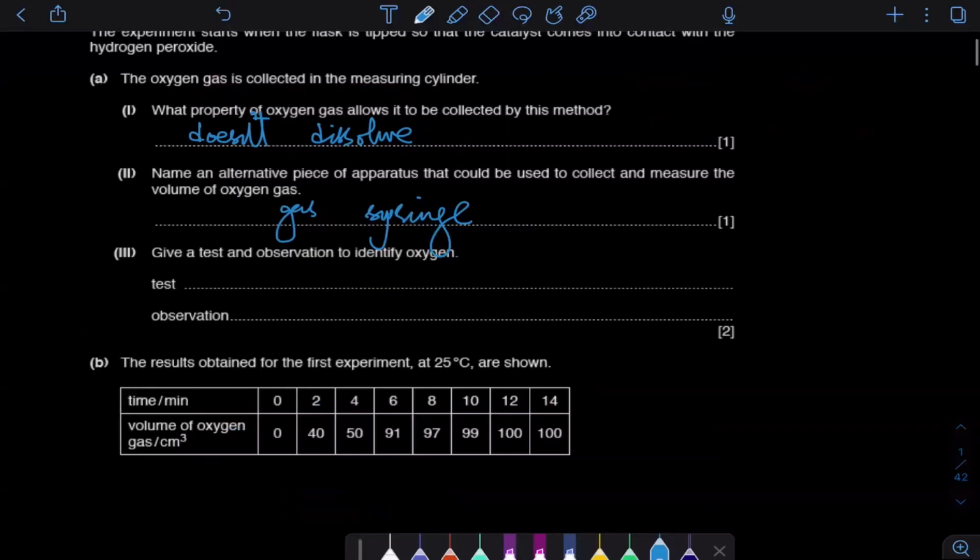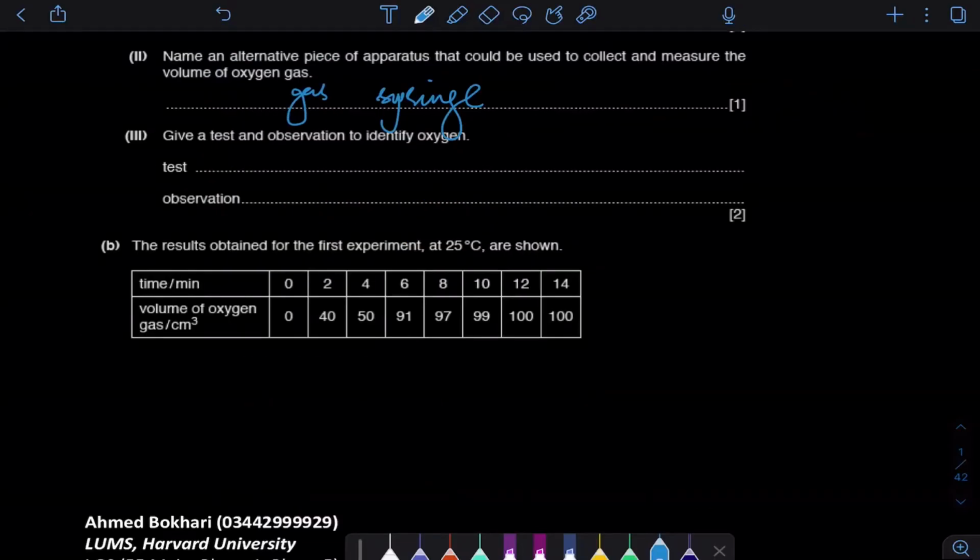Give a test and observation to identify oxygen gas. Now, in our notes, which will be given to us in the exam, उसमें लिखा हुआ है oxygen relights a glowing splint. But उसमें टेस्ट और ऑब्जर्वेशन को सेपरेट नहीं किया हुआ. So the observation is that it relights, and the test is that pass it over a glowing splint.